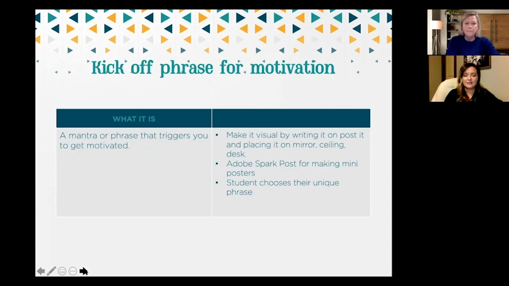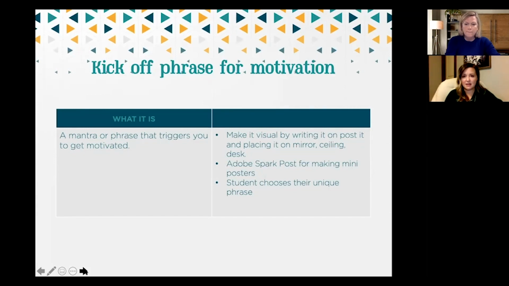A kickoff phrase is a mantra or a phrase that triggers you to get motivated, and you can use it in a lot of different ways. I try to encourage kids to use a few different strategies and then ultimately memorize it so that we can fall back on that phrase as a reminder of something that they're working on.